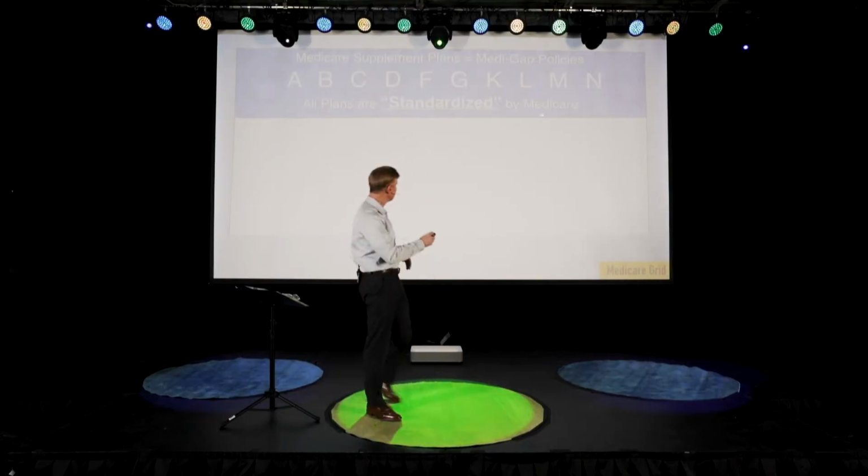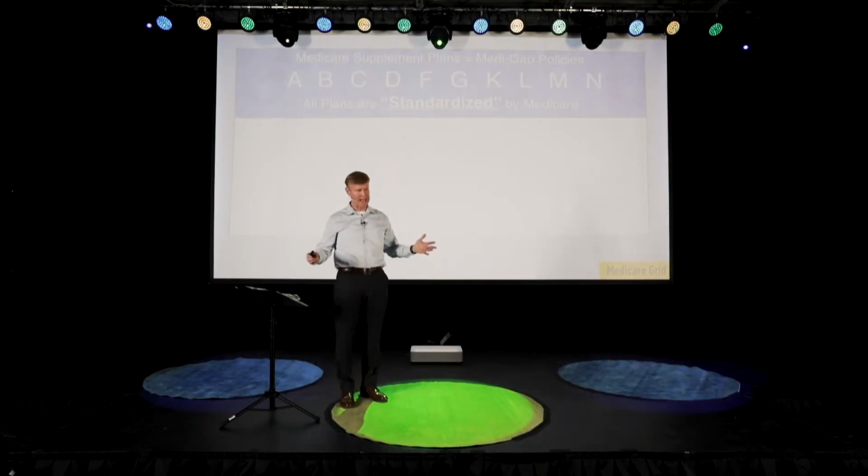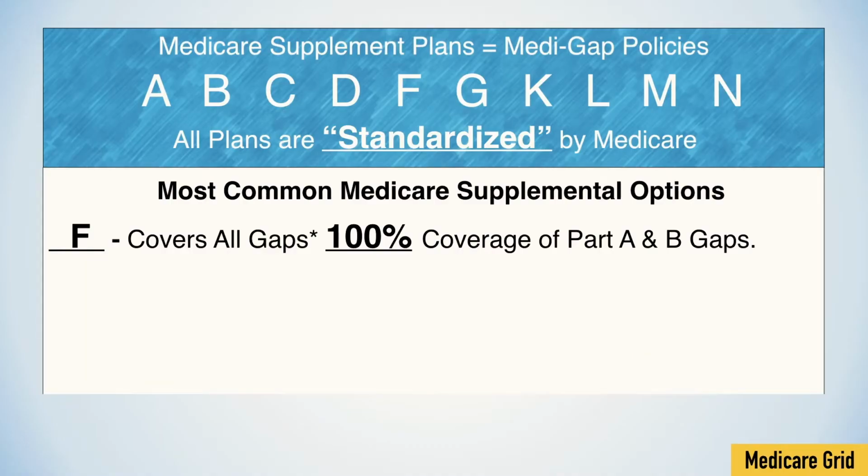And it's standardized by Medicare, which means Medicare came up with all the rules. Now, these are boring. I'm not going to bore you to death with all of them, but I'm going to tell you about 3 that are the most common throughout America today. First of all is the plan called the F plan. Now, the F plan is a supplemental plan that will cover all the gaps that you and I just reviewed. All 3 gaps on the A and all 3 gaps on the B.